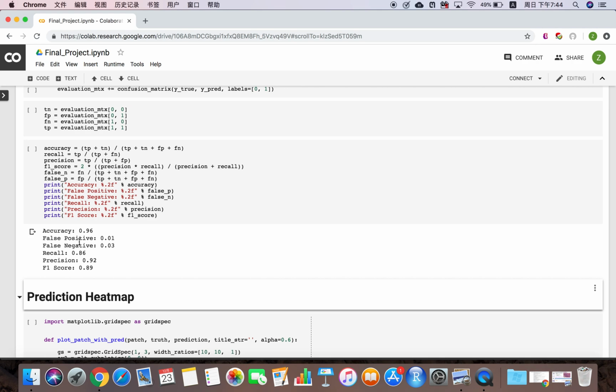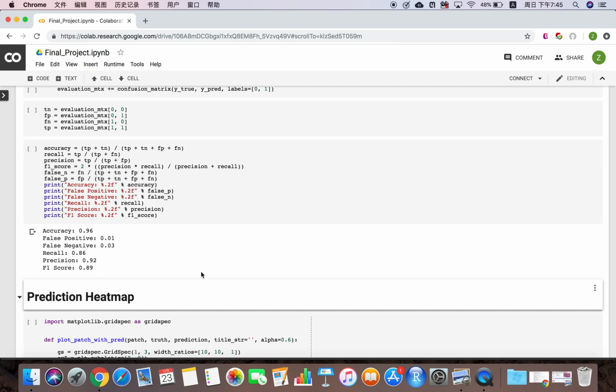Here, the false positive rate is 0.01, which means if the model detects tumor, there is a 1% probability that it actually does not contain tumor. The false negative rate is 0.03, a little bit higher, which means if the model does not detect tumor, there is a 3% probability that it actually does contain tumor. So we should be more careful when the model says it does not detect tumor.